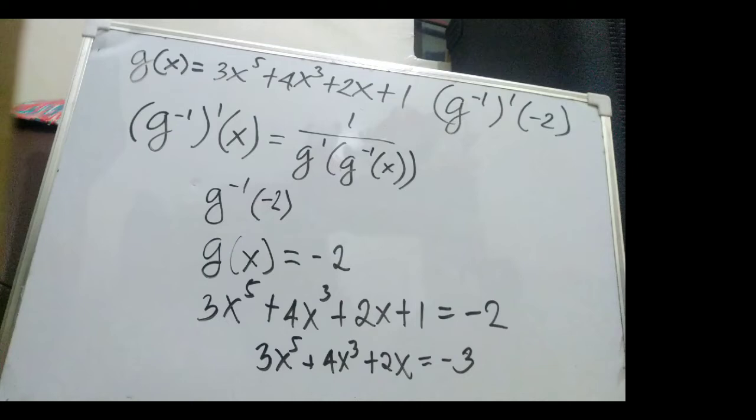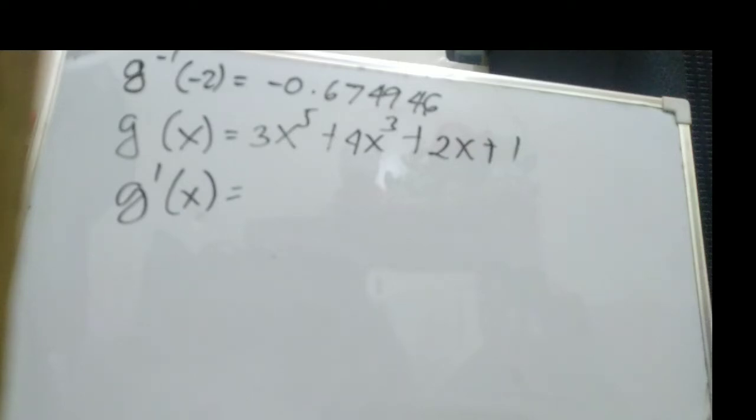So just approximate it. We have negative 0.674946. So we already have g inverse of negative 2, which is negative 0.674946. Next, we need to find g prime of x.